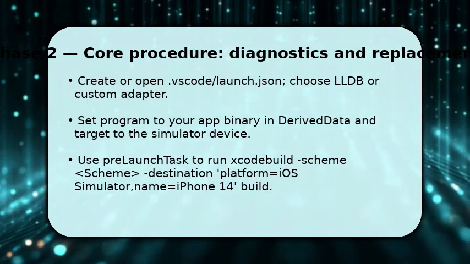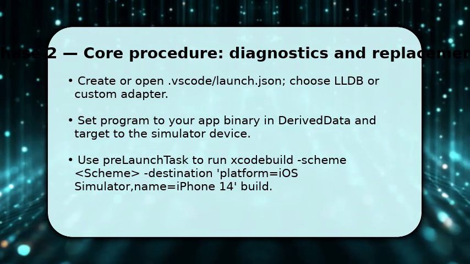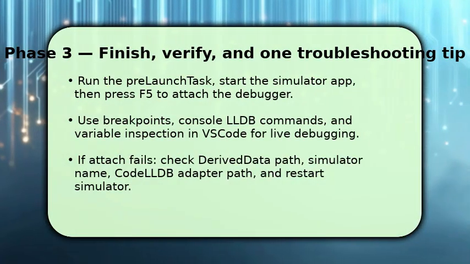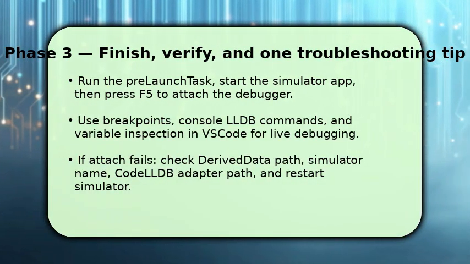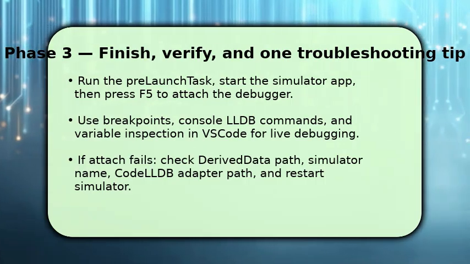Once configured, start the pre-launch build, then start the debug session so VS Code attaches to the running simulator. Finish by launching the simulator, running the pre-launch task to build the app, and pressing F5 to let VS Code attach via LLDB. You will see breakpoints hit and can inspect variables.